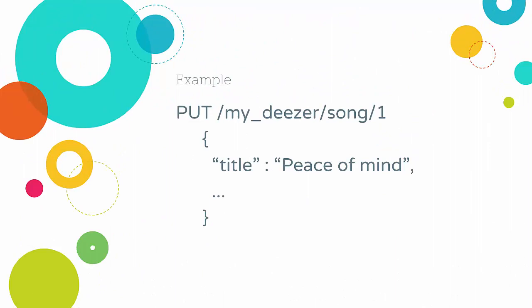As an example, consider this. My index is my Deezer because I'm trying to mimic Deezer. My type is song and my unique identifier is 1. And after that I have a song, as you can see. Now let's see it on an example.